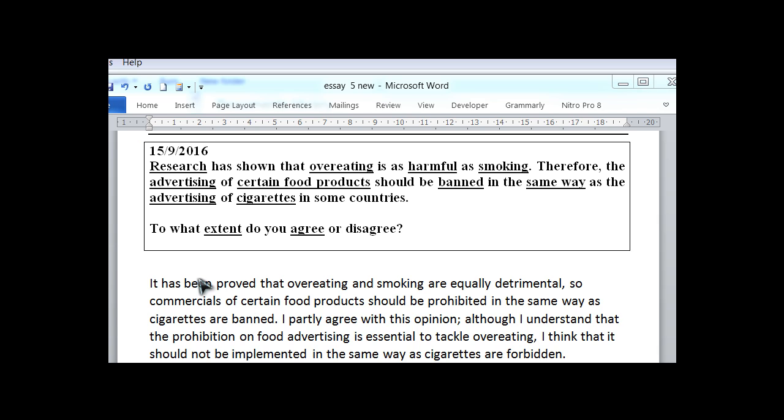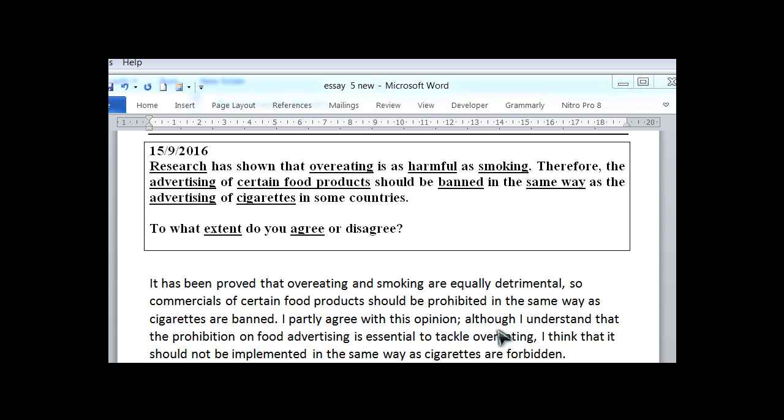And then I read the introduction. There's a pretty good rephrasing of the topic here, and then there's a response to the question. I partly agree with his opinion. Okay, so that means the writer agrees, but some aspect they disagree on. So I'm going to be looking for this in the body of the essay to see if this opinion is valid. I don't think it is, and we'll see why in a minute.